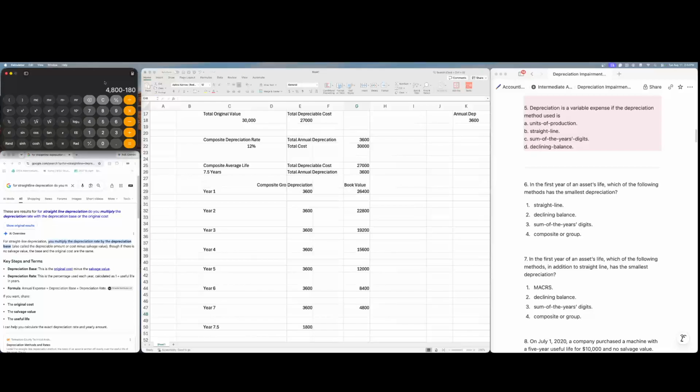Minus half a year depreciation of 1,800. 3,000 would be the salvage value. So after 7.5 years, there would be no more depreciable cost, and the remaining salvage value of 3,000. So that's how you calculate that.